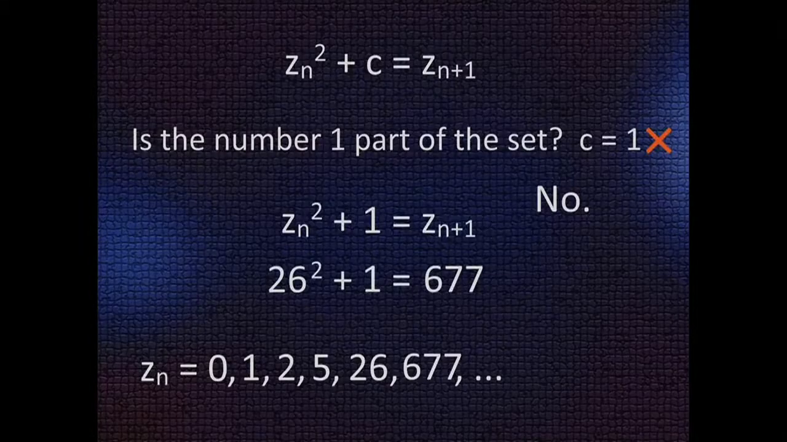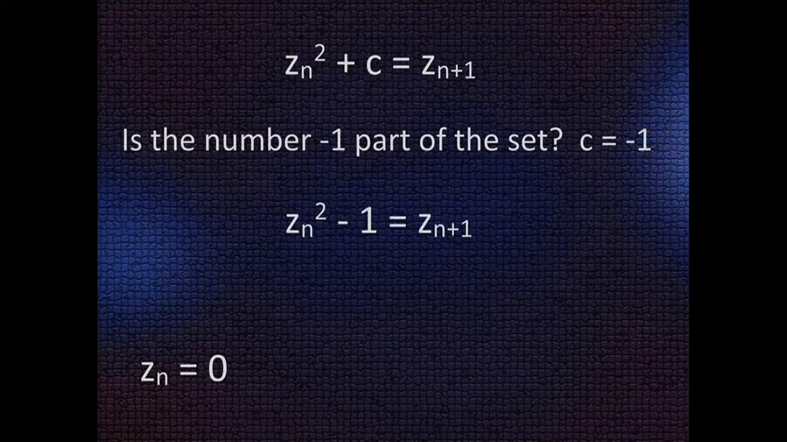Because the number gets too big. Exactly. The number, the sequence of Z gets large. Let's try one other example here, because I know it's a little tedious. Let's try -1. Is -1 part of the Mandelbrot set?